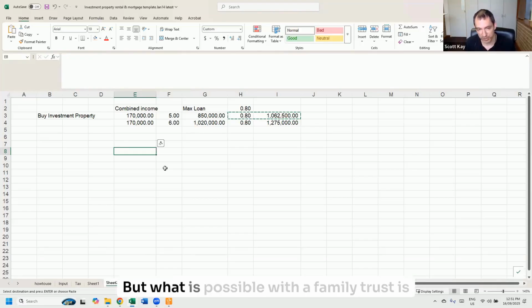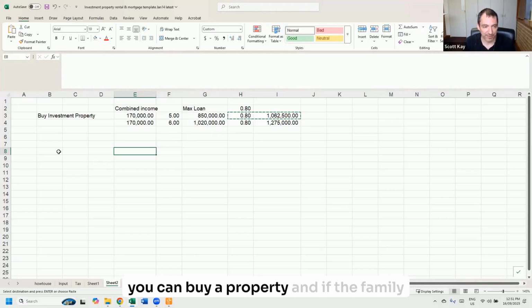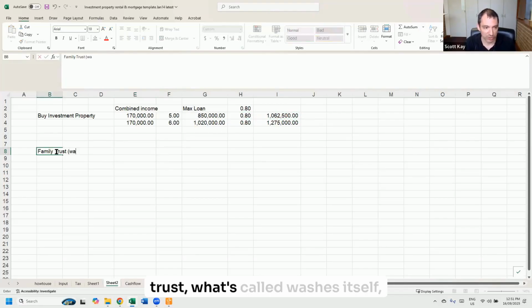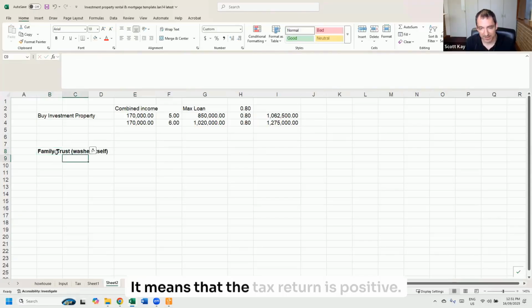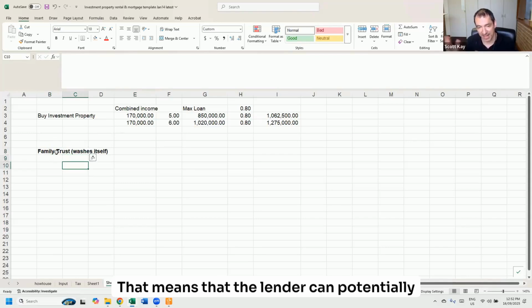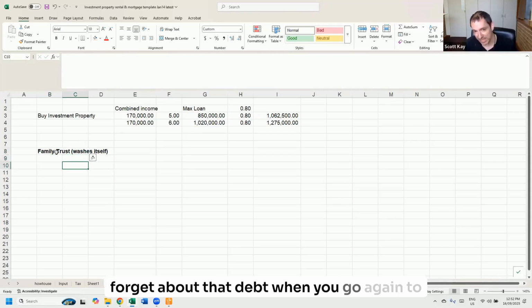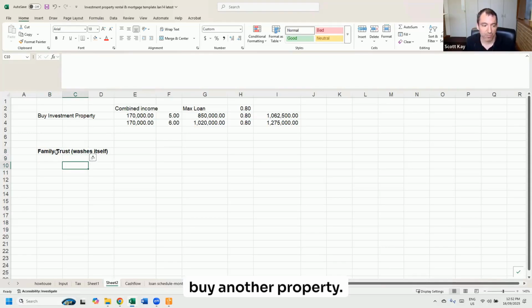But what is possible with a family trust is you can buy a property, and if the family trust, what's called, washes itself, it means that the tax return is positive. There's not necessarily negative gearing. That means that the lender can potentially forget about that debt when you go again to buy another property.